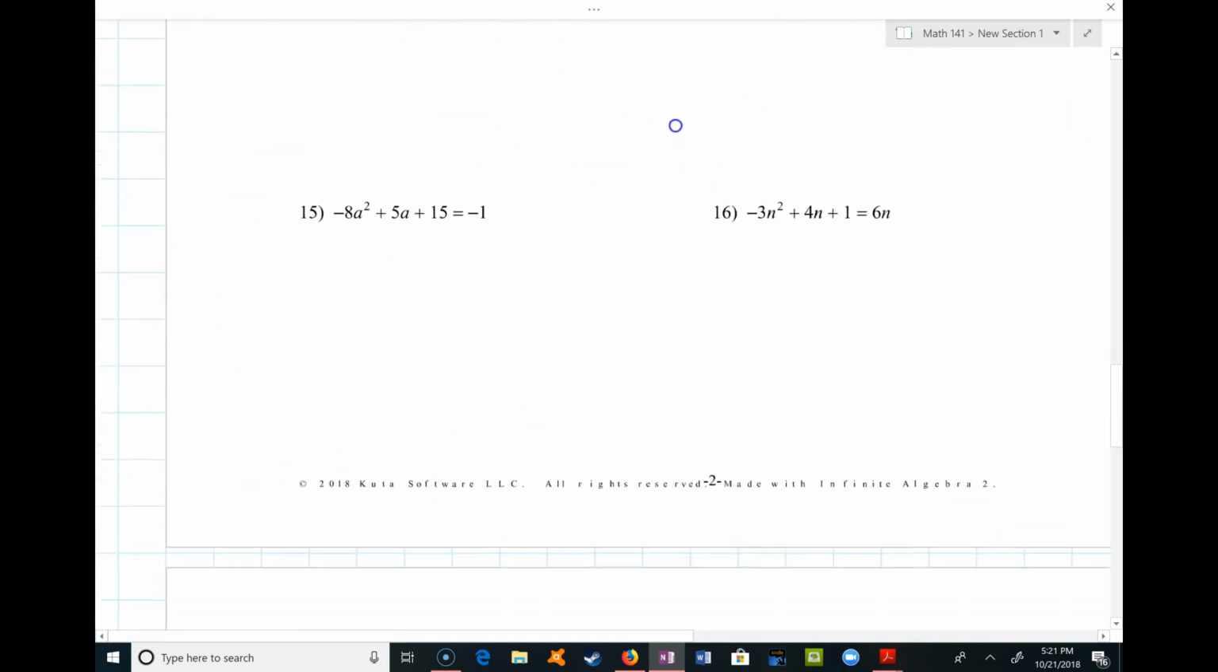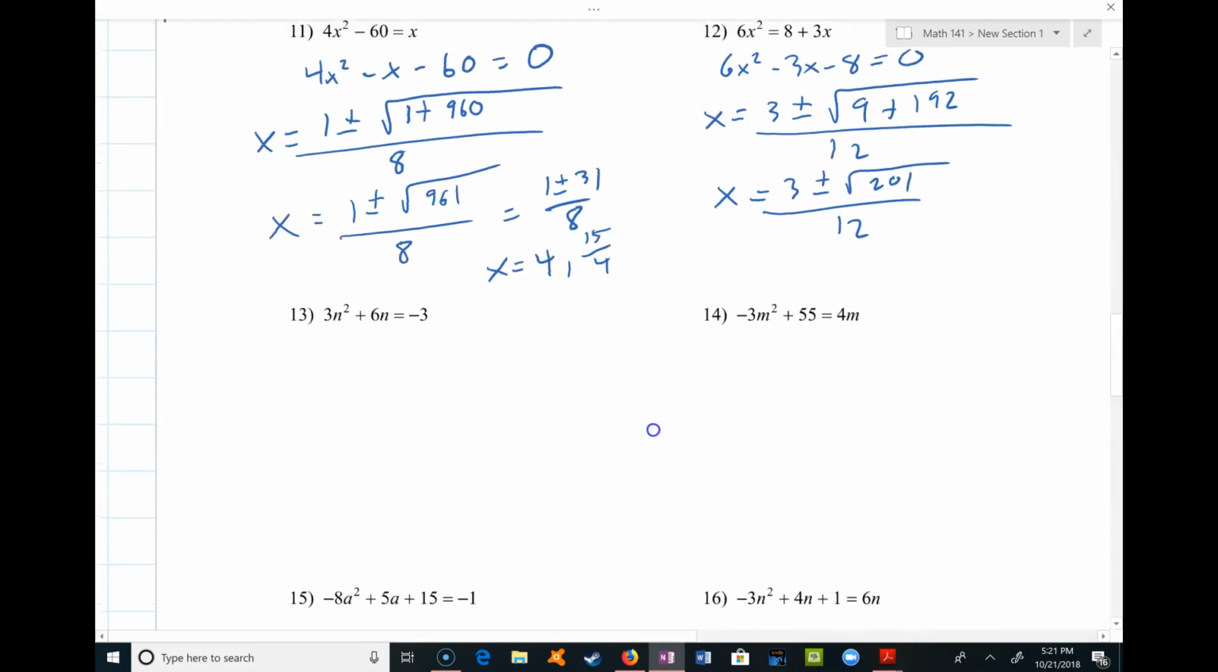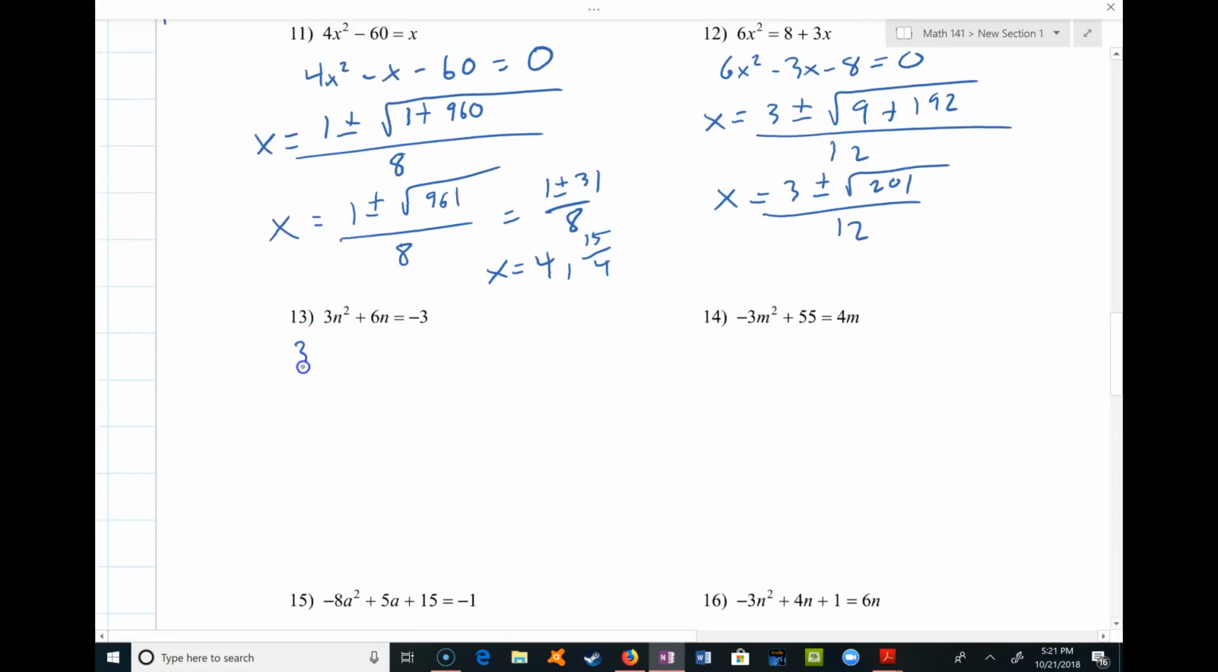Okay, we're getting close to the end here, aren't we? Yep, 4 more. Okay, let's finish this. So that'd be 3n squared plus 6n plus 3. Always got to set it equal to 0 first, right? Oh, I can divide everything by 3, so that'd be n squared plus 2n plus 1 equals 0.